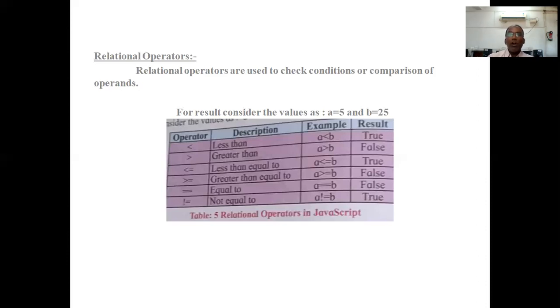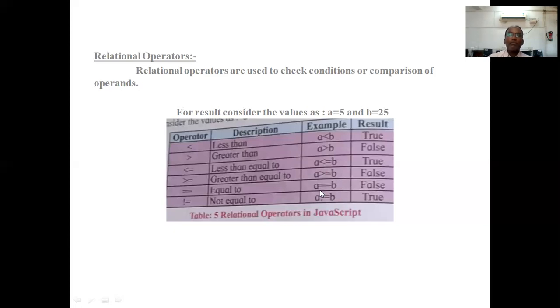Next example, A is greater than or equal to B. The value is false, as we have taken A is equal to 5 and B is equal to 25. So A is 5 and B is 25. A is greater than or equal to 25? The result is false.